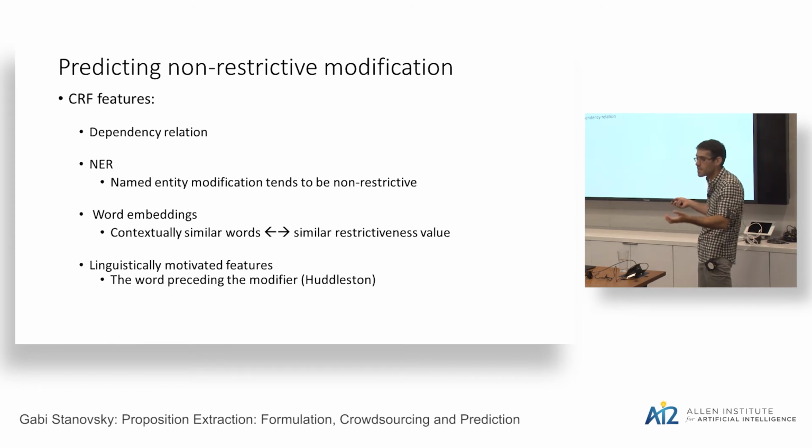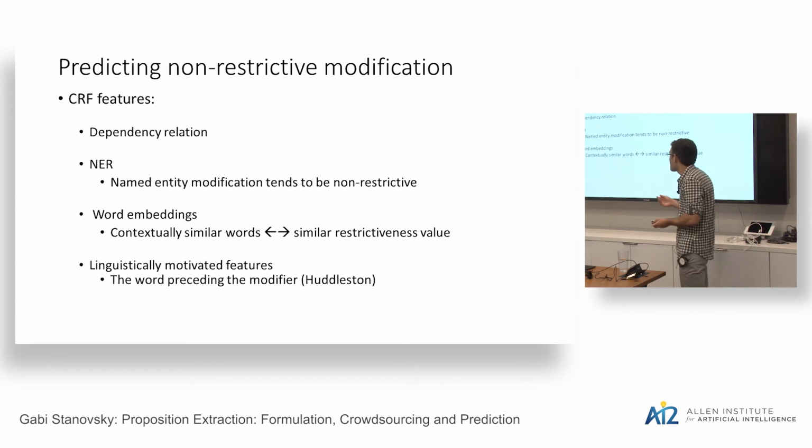So one is the dependency relation, as you noted. There's some signal there, so relative clauses tend to be non-restrictive, for example. NER: I think a lot of the examples here were using Barack Obama as a named entity, and the modification of a named entity tends to be non-restrictive. Word embeddings: for one, they're cool, and for another purpose, if you have contextually similar words, even though you didn't see them in the test set, maybe this contextual similarity also predicts similar restrictiveness value.